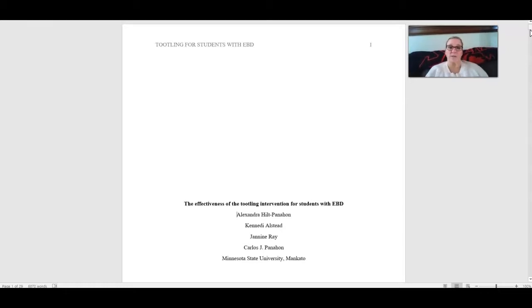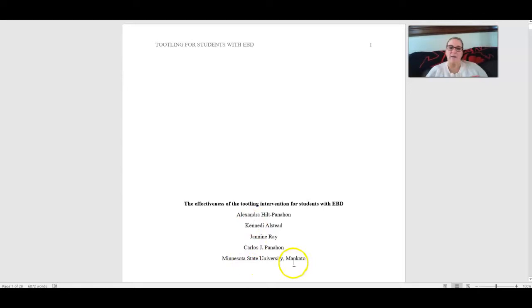So we'll start off. This is the title page. As you can see, we have the title of the paper, The Effectiveness of the Tutoring Intervention for Students with EBD, noting that the title is in bold. Then we have a list of the authors in order. And typically the order of the authorship is who did what and how much work people did. So I took the lead on this paper, so I have the first authorship.